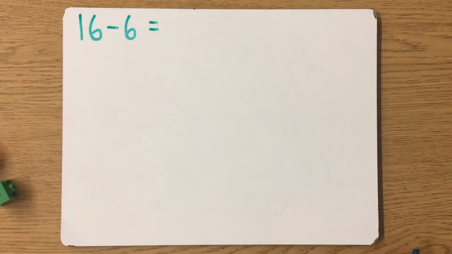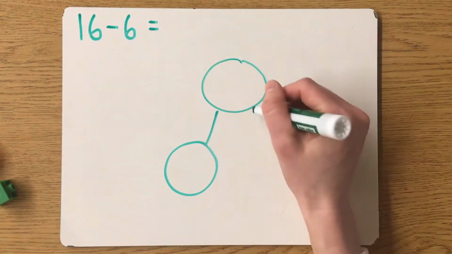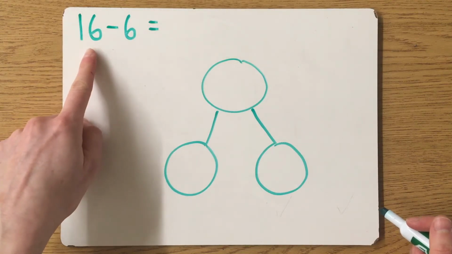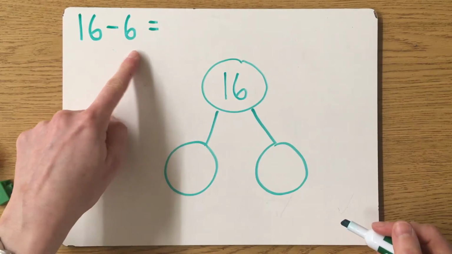The question is 16 minus 6. Let's begin by drawing a number bond. In subtraction, we always start with the whole group. And we take away one of the parts.